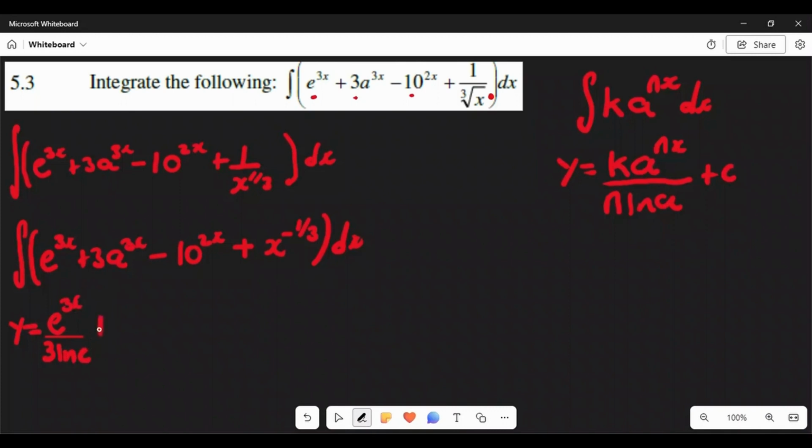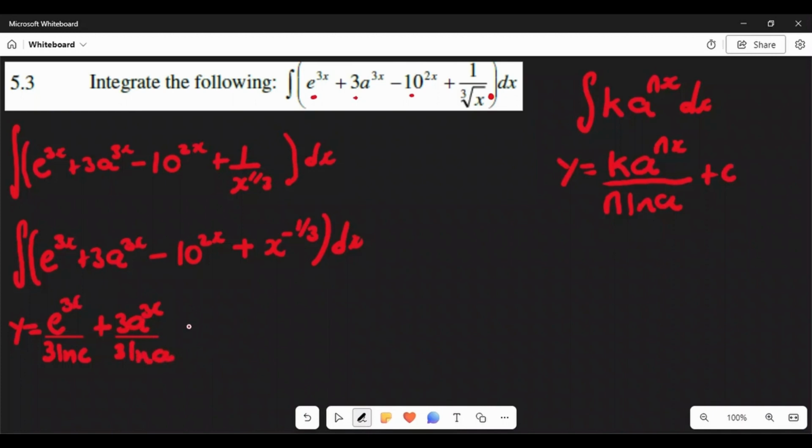We go to the second term. So the second term, we have 3 multiplied by 8 to the power of 3x. So we're just going to write 3 multiplied by 8 to the power of 3x on the numerator, but then we're going to divide by, what do we have here? Our n. Our n is gonna be 3, the coefficient of x, and then we introduce natural log, and then our base is gonna be 8.